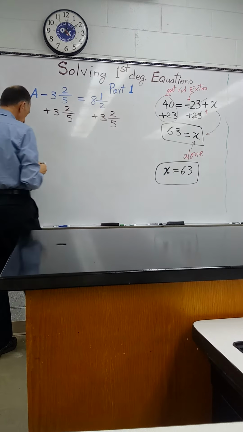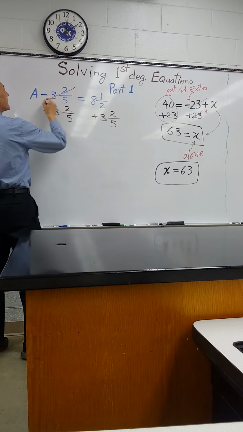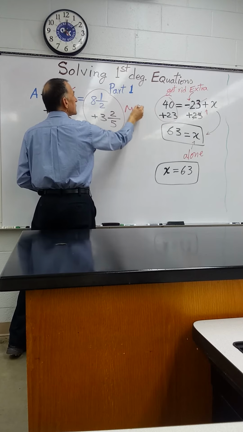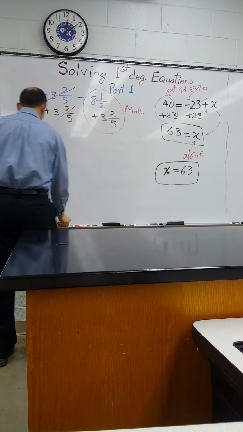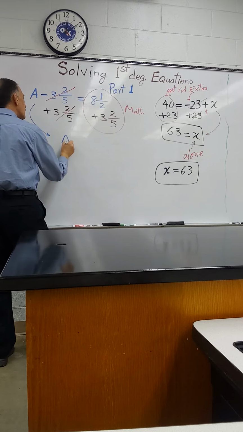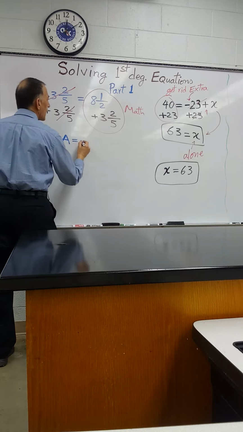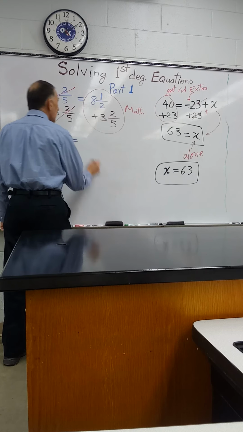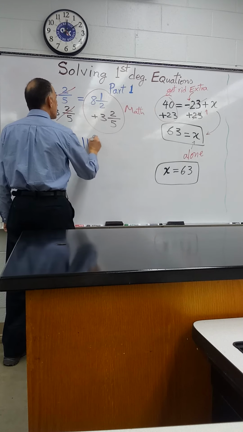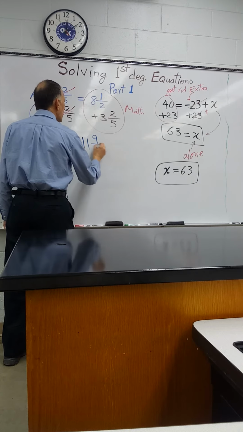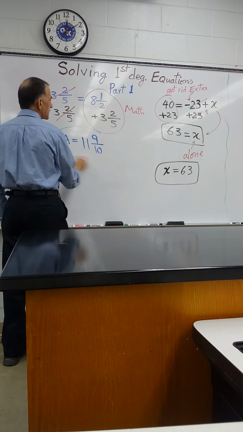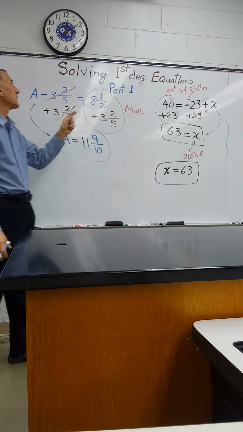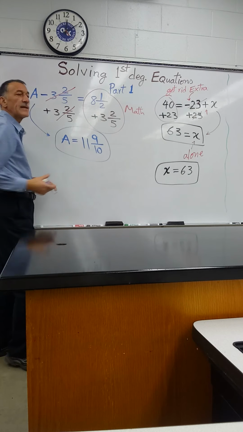Then on the left side, these two will cancel, so I have negative 3 and 2/5 plus 3 and 2/5, gone. Now this side I'll do the math, and the mathematics, you have to do it on the scratch paper, and you're going to end up with A comes out alone, A equal to 11 and 9/10. Now, this is easy work right there, but if it was harder, I would write it for you. That's it. So 11 and 9/10 is the answer.